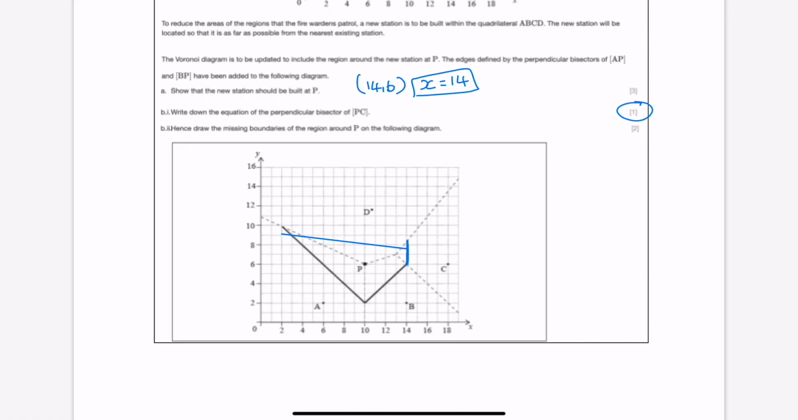Let me draw that a little bit better. So it looks something like that. And that is then your finished Voronoi diagram. So it's 2 marks. It's only 2 marks. That's how you know it's not too much work. And it's just drawing 1 mark for each of those lines.